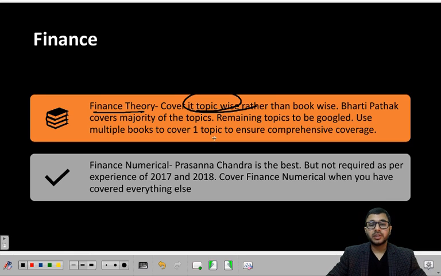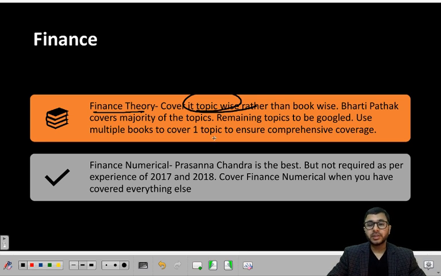If you're covering financial inclusion, pick up 5 books or 5 sources and see what you can find in them with respect to financial inclusion. If there is a lot of difference, you cover all the sources. If there is a lot of overlap and not enough difference, you pick up any one, whichever you find the best, and cover it from there.